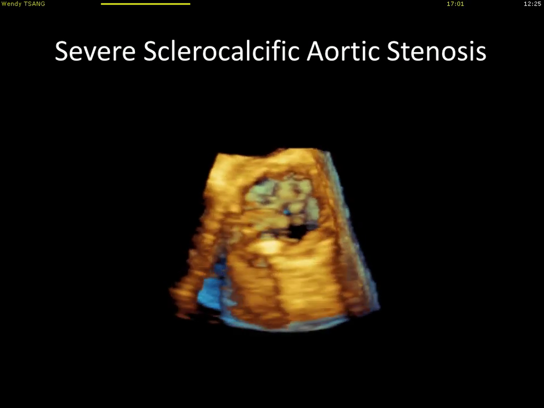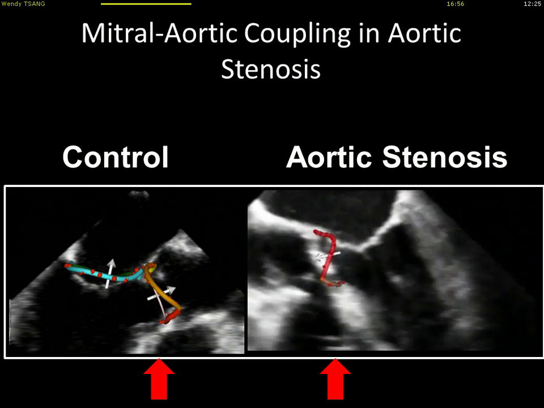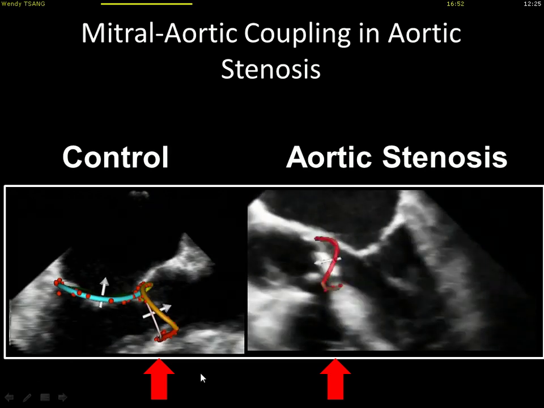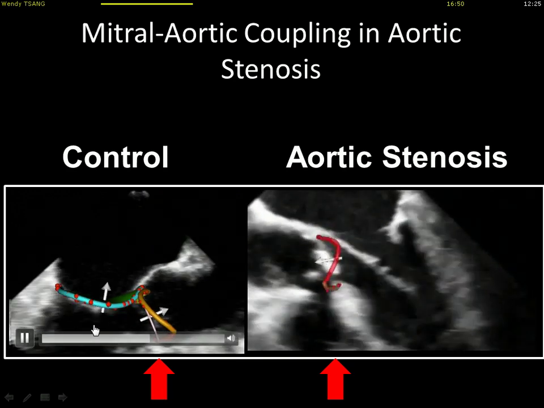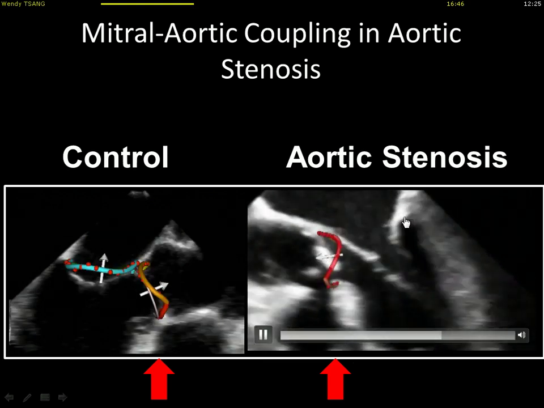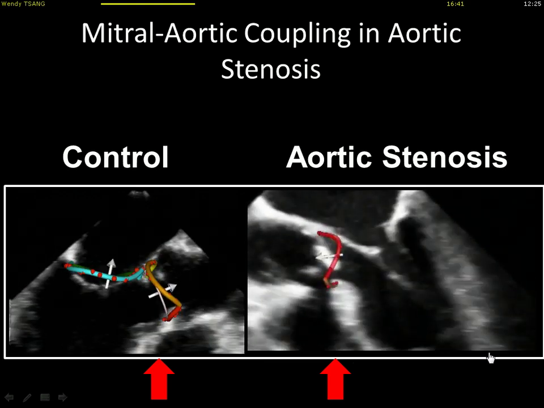So this is a 3D data set just showing aortic stenosis. This is just an example of a control patient, and as the video loads up, you'll start seeing that there's a lot of motion within these two valves in a normal patient as we track the valves back and forth. This is a patient with aortic stenosis, and you'll see that the aortic valve doesn't actually move or contract or do very much.